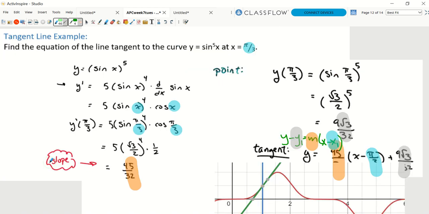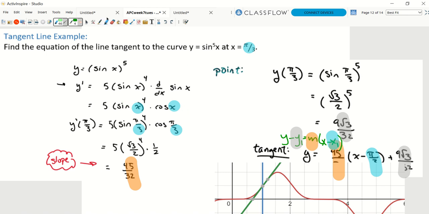Now, last example over here, the line tangent. Automatically when you see line tangent, you should think point slope form, which is this green right here. With point slope form, you get the slope in orange and a point, which is blue and gray. So let's find the slope. Well, the slope is synonymous with derivative, so we're going to take the derivative. So this becomes this through the chain rule.